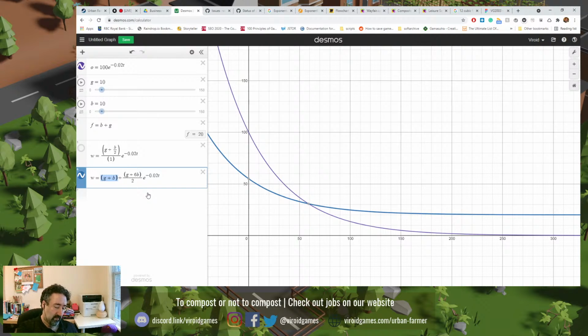So I need 20 plus double the B minus half the G. 35.